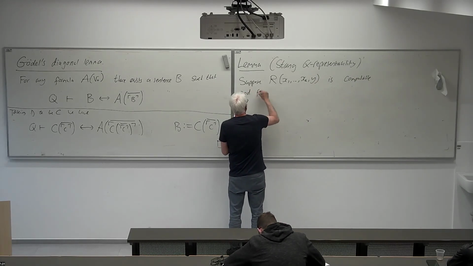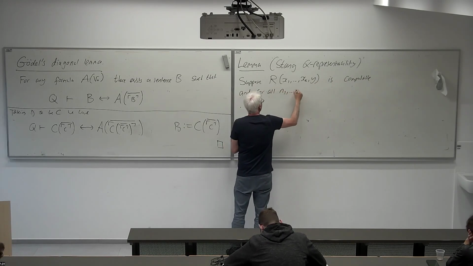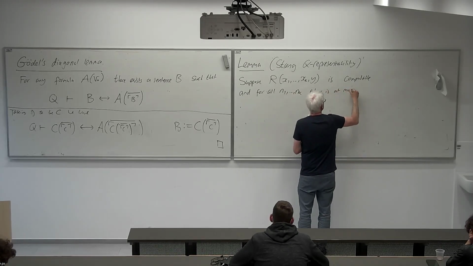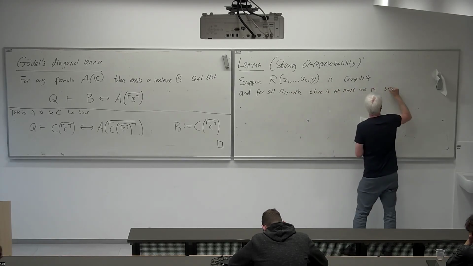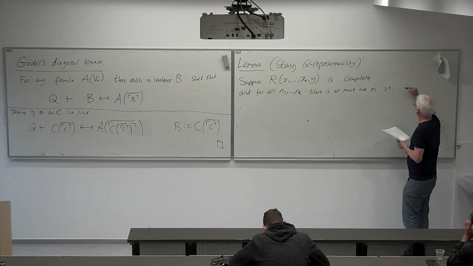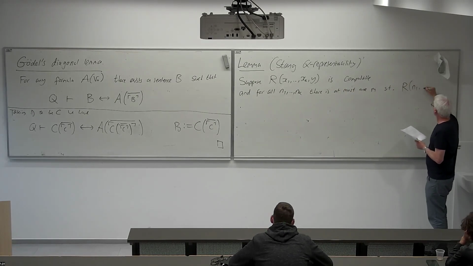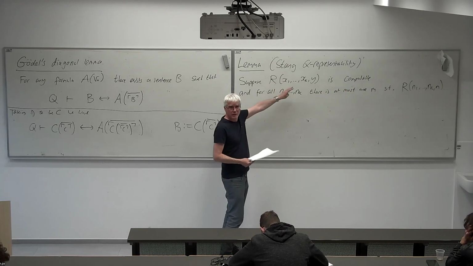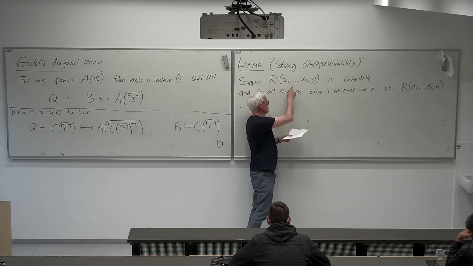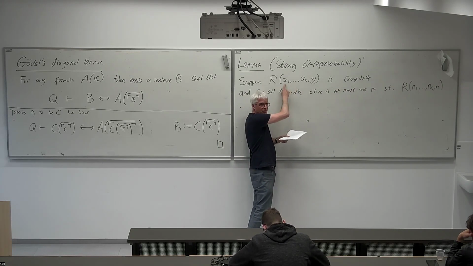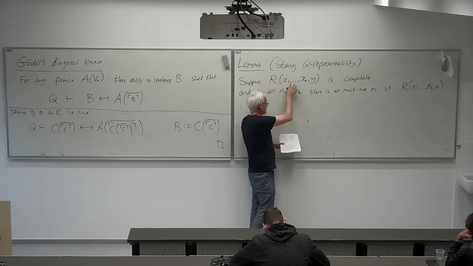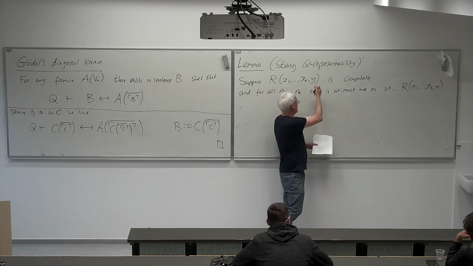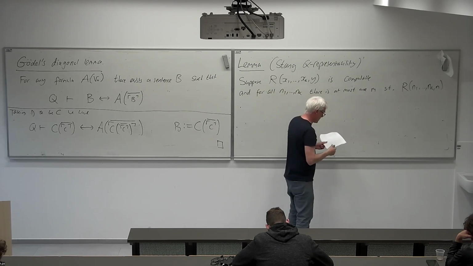So for all n1 to nk, there is at most one m such that n1 to nk and m are in the relation. And that was satisfied by the subnum relation because it was substituting a numeral in the second argument for a variable in the first place, and then in the cases that the first argument was a code of a formula, the value in the third argument was determined because it had to be a certain substitution.